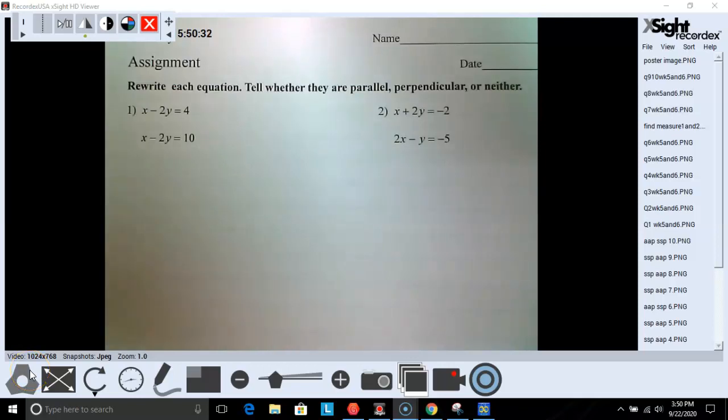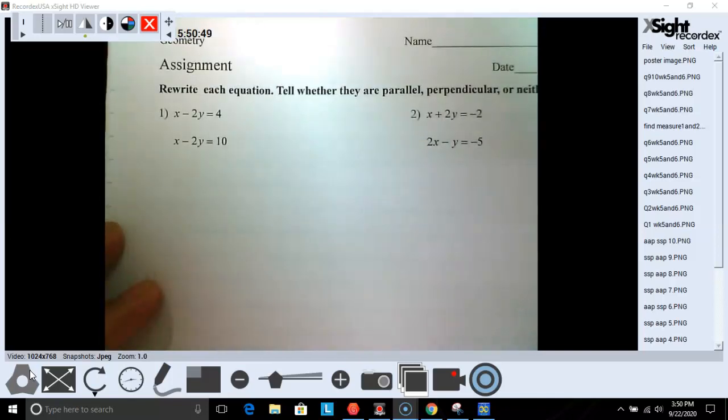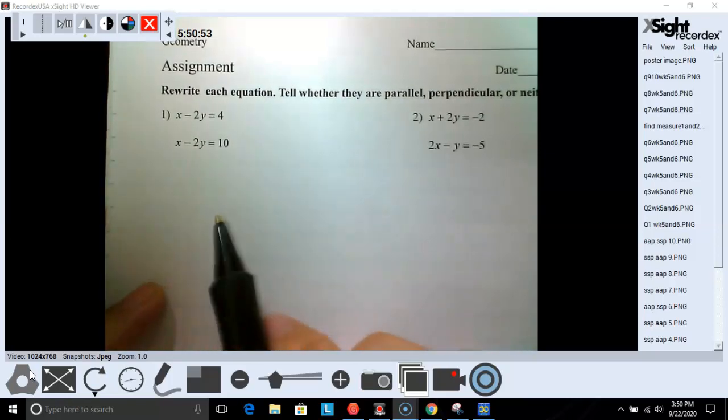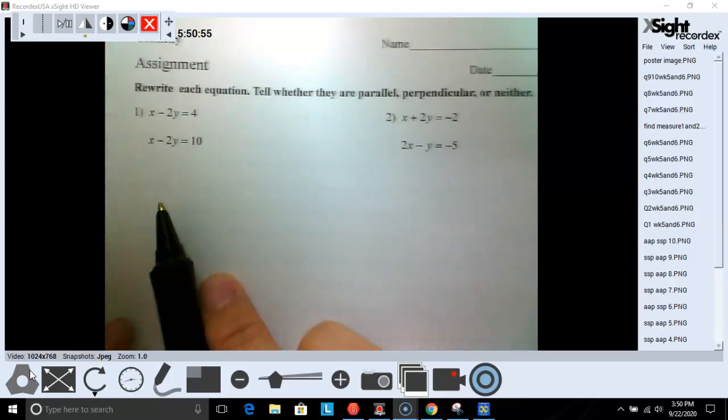Alright, hello everyone. I'll be showing a video again on how to determine if the lines are parallel, perpendicular, or neither of the two. So this time the given equations are not in the form of a graph anymore, but in a different form. This one is in standard form right now.